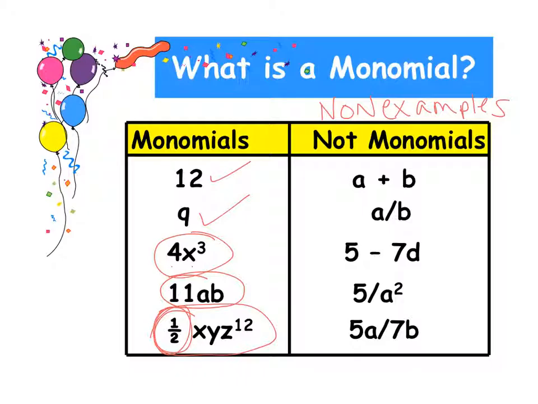In this column of non-examples, things that are not monomials, the a and b is separated by a plus. You can only have multiplication. This is division, subtraction, division, division. That's what makes all of these not monomials.